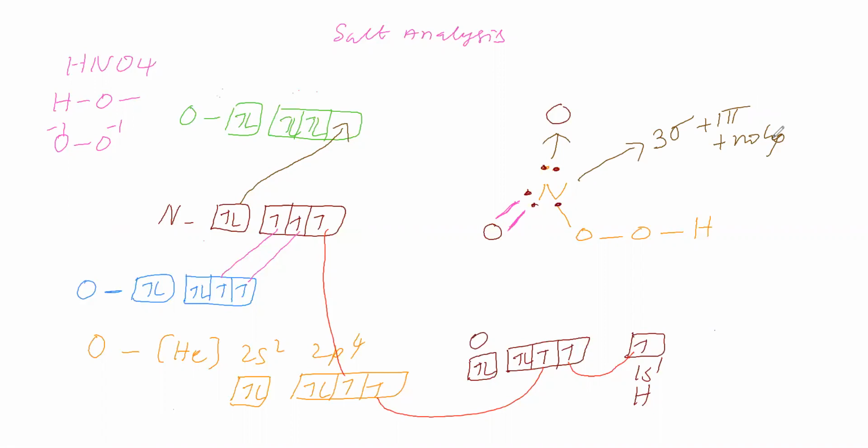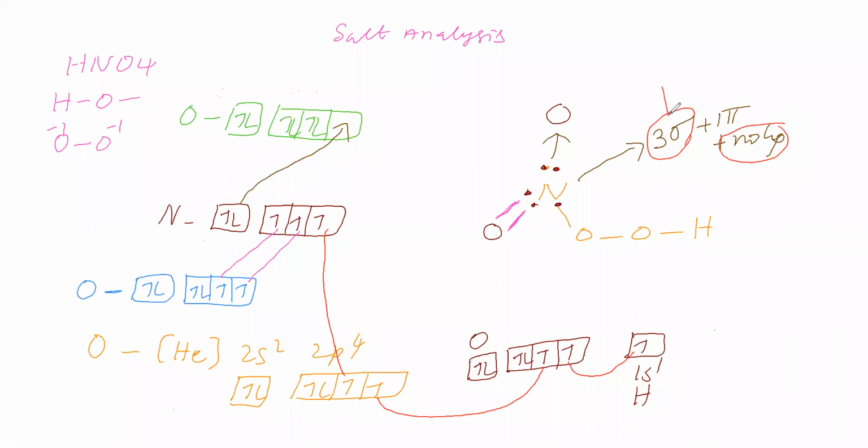For hybridization, consider sigma bonds and lone pair. Don't consider pi bond. A pi bond is not formed from hybrid orbitals. Hybrid orbitals do not give pi bonding. Hybrid orbitals will give sigma bonding. Hybrid orbitals will accommodate lone pair. So to say hybridization, consider sigma bonds and lone pair. Since there is no lone pair, leave it.